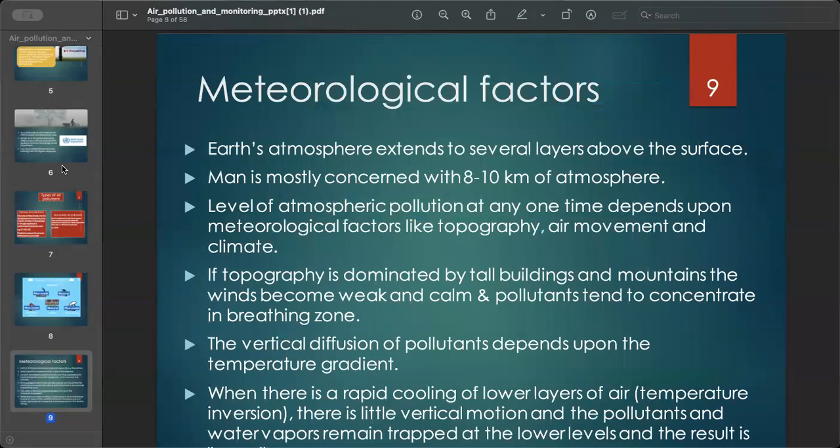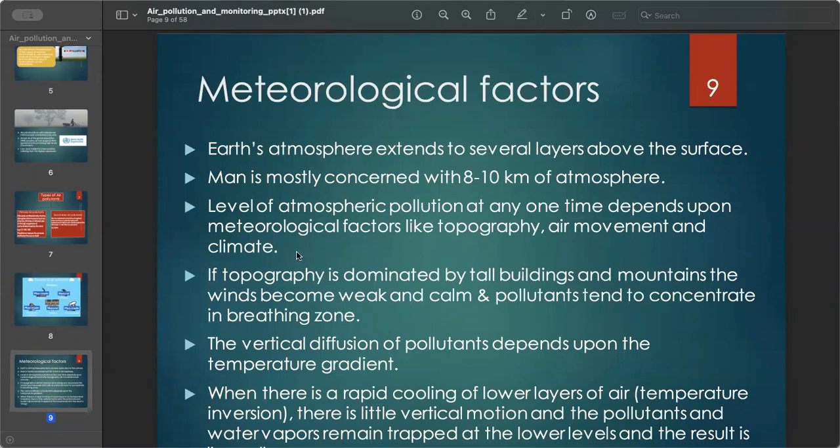Meteorological factors. Earth's atmosphere extends to several layers above the surface. Man is mostly concerned with 8 to 10 kilometers of atmosphere. Level of atmospheric pollution at any one time depends upon meteorological factors like topography, air movement, and climate. If topography is dominated by tall buildings and mountains, the winds become weak and calm and pollutants tend to concentrate in the breathing zone. The vertical diffusion of pollutant depends upon the temperature gradient.